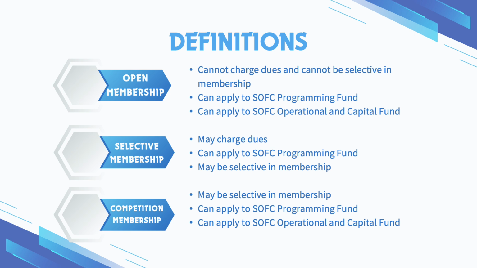There are 3 different membership options for undergraduate student organizations. The first is open membership. Groups that have open membership cannot charge dues and cannot be selective in membership. These groups can apply to both the SOFC Programming Fund and the SOFC Operational and Capital Fund. The second type of membership is selective membership. Groups that are selective in membership may charge dues, and they can only apply to the SOFC Programming Fund. The third type of membership is competition membership. Competitive groups may be selective in membership, and they can apply to both the SOFC Programming Fund and the SOFC Operational and Capital Fund. You can check your group's membership status on Duke Groups.